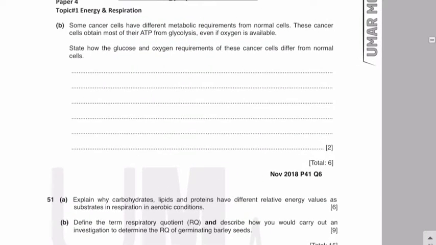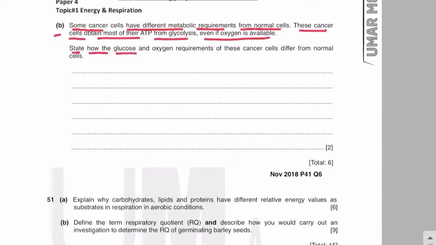Okay, part B. Some cancer cells have different metabolic requirements from normal cells. These cancer cells obtain most of their ATP from glycolysis even if oxygen is available. State how the glucose and oxygen requirements of these cancer cells differ from normal cells. So guys, we just have to state and not explain. We just have to give a statement or just a simple answer.